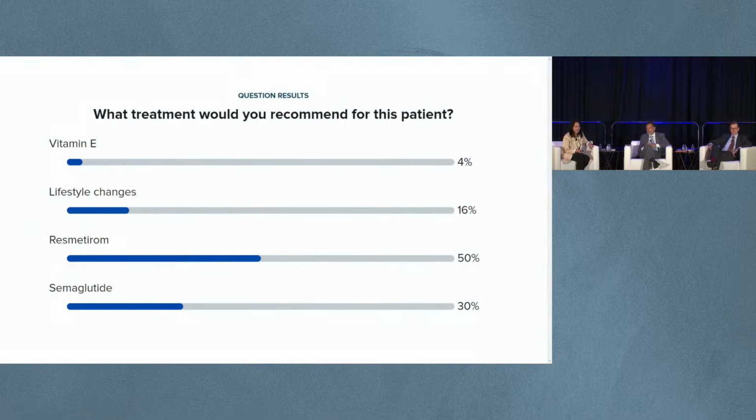Okay, here we go. Yeah, resmetirom. This patient would be a good candidate for resmetirom. They're lean, mean, and they have advanced fibrosis, and so I think that would be a perfect choice.